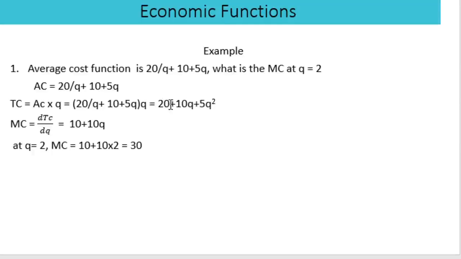Differential of 20 is 0, differential of 10q is 10, and differential of 5q square is 10q. At q equal to 2, the marginal cost is found by substituting q equal to 2 into the marginal cost function, that is 10 plus 10 into 2, that is 30.